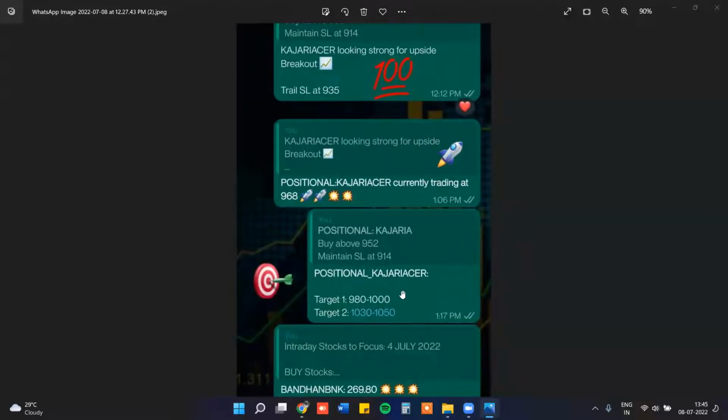So target one was 980 to 1000, which was, I guess, taken out yesterday itself, and today it has given us 1030 to 1050 as the next target. So there was a clear uptick which was expected in Kajaria, and obviously it has performed well today. We had actually exited our personal trades around 1045, and the remaining quantities have been trailed to the entry price.